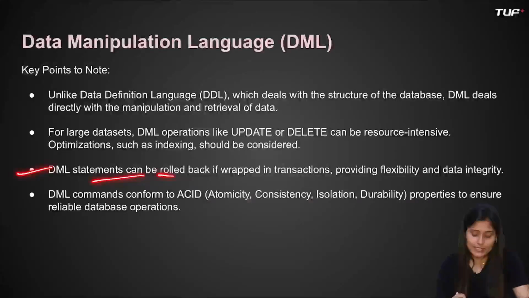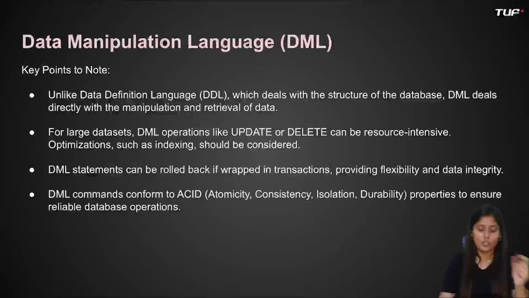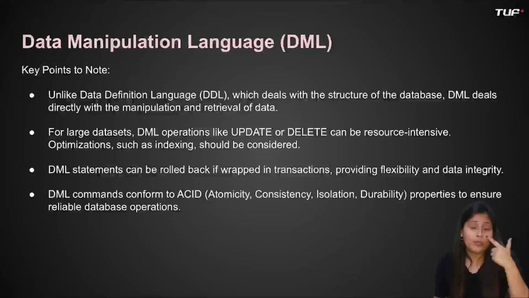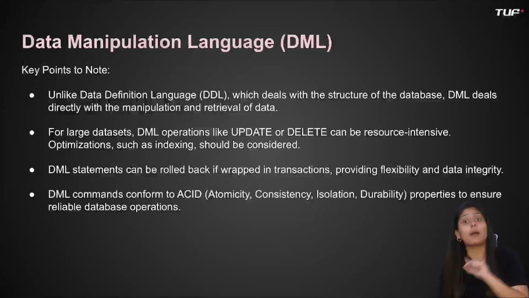Then DML statements can be rolled back if wrapped up in transactions, providing flexibility and data integrity. These things can be rolled back; once performed, you can retrieve it back. But in case of DDL, you cannot retrieve it back. In DML, if you are deleting something, you can retrieve it back. Updating something, you can still retrieve it back. But in DDL, where you were truncating or dropping the whole table, once done, it is done permanently. It cannot be retrieved back, right?